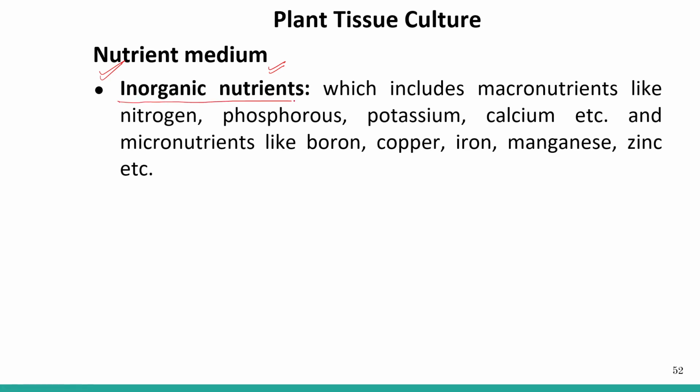The first one is the inorganic nutrients, which include macronutrients like nitrogen, phosphorus, potassium, calcium, and also micronutrients like boron, copper, iron, manganese, zinc, etc. The macronutrients are required in a larger quantity: nitrogen, phosphorus, potassium, and calcium. But there are some inorganic nutrients that are required in a small quantity, yet they are very, very important: boron, copper, iron, manganese, and zinc.